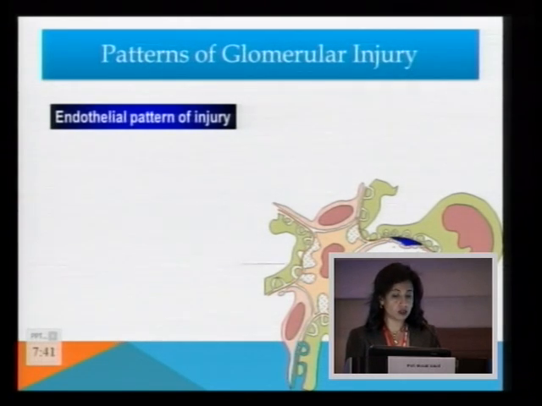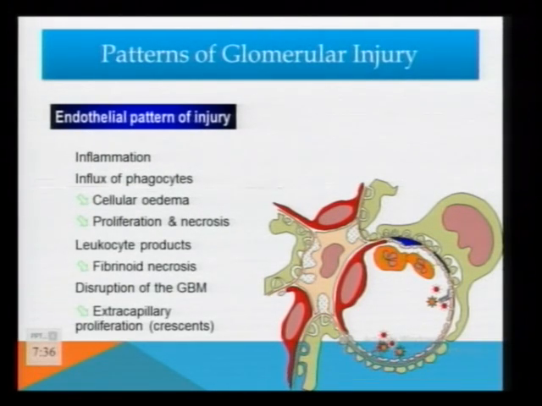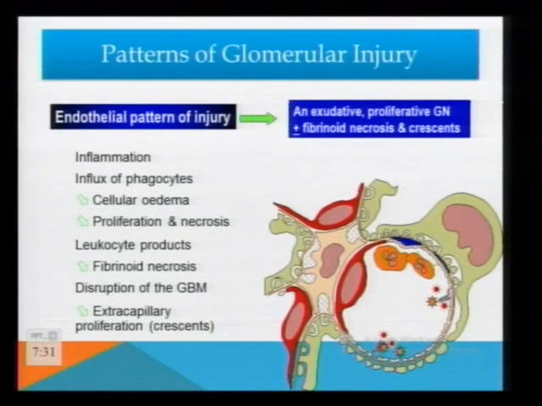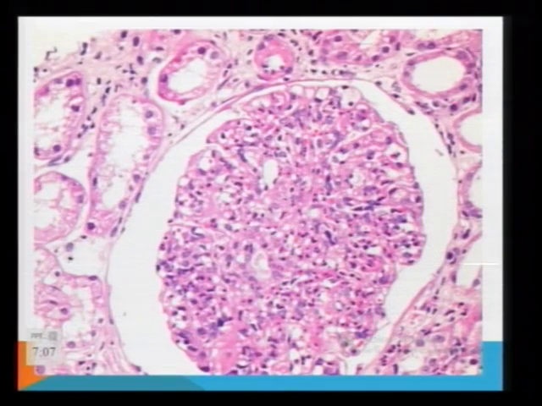What will happen with this pattern of injury? You will have inflammation, you will have influx of phagocytes, proliferation, necrosis, maybe fibrinoid necrosis, plus or minus crescents, and this is what presents an exudative proliferative glomerulonephritis, plus or minus fibrinoid necrosis and crescents. Where do we see this pattern? We see this pattern in all of this list. And these are different diseases: post-infectious GN, all the vasculitic syndrome, lupus, membranoproliferative glomerulonephritis, malignant hypertension, hemolytic uremic syndrome, and so on.